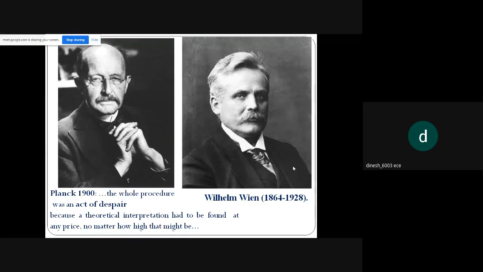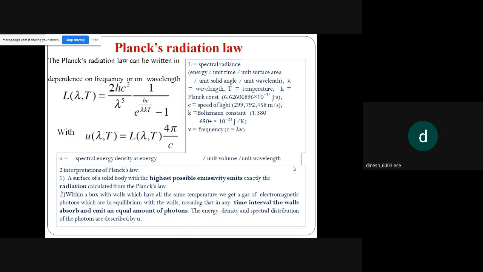It was an act of despair, because a theoretical interpretation had to be found at any price, no matter how high that might be. That was Planck's constant. Here you can see two pictures. One is Planck, another one is Wilhelm Wien. Who is Wilhelm Wien and what he had done, we'll see. Wilhelm Wien had given Wien's displacement law for black body radiation.